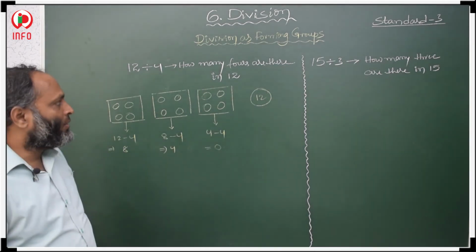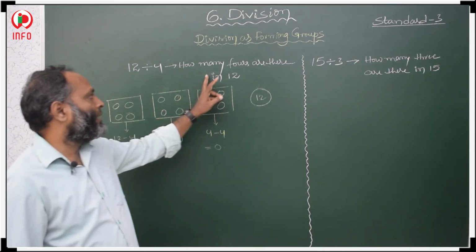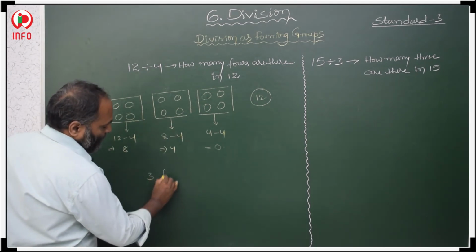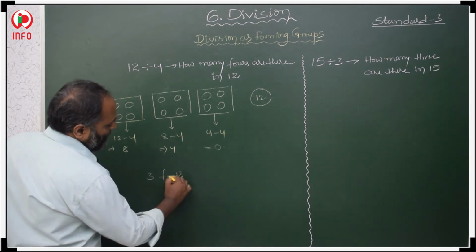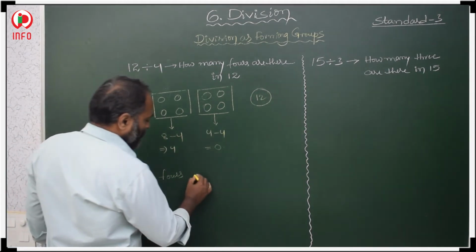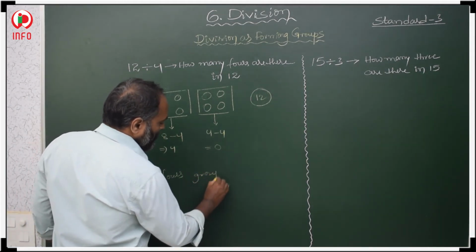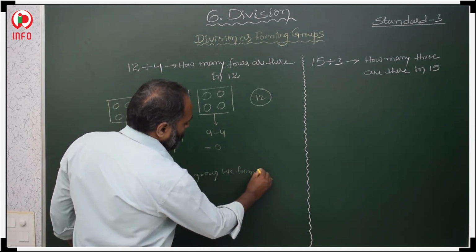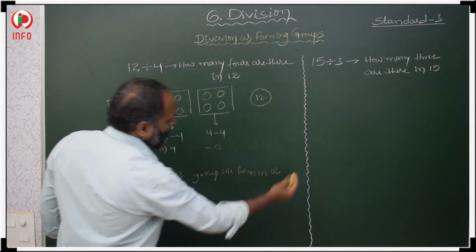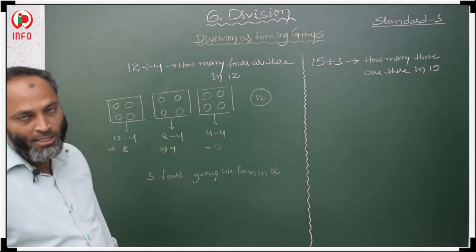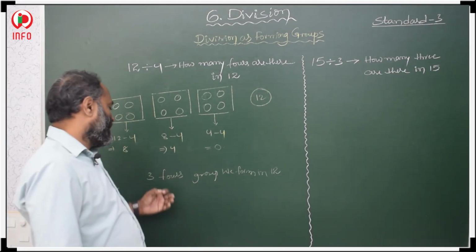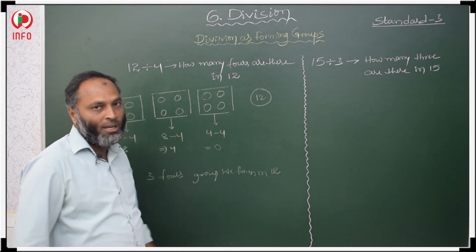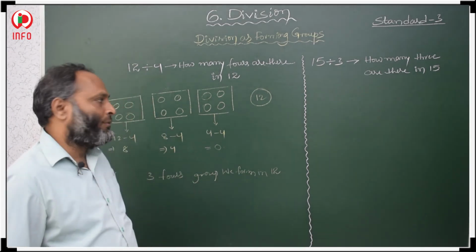Okay. So total how many 4s did we form here? 3 4s. We formed 3 groups of 4 in 12. In 12 circles, total how many groups did we form? 3 groups of 4. Total 3 groups of 4 we formed.